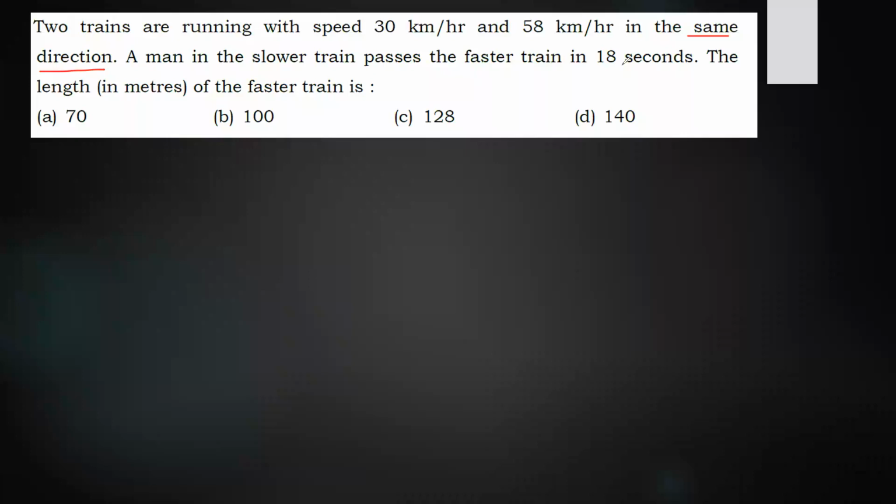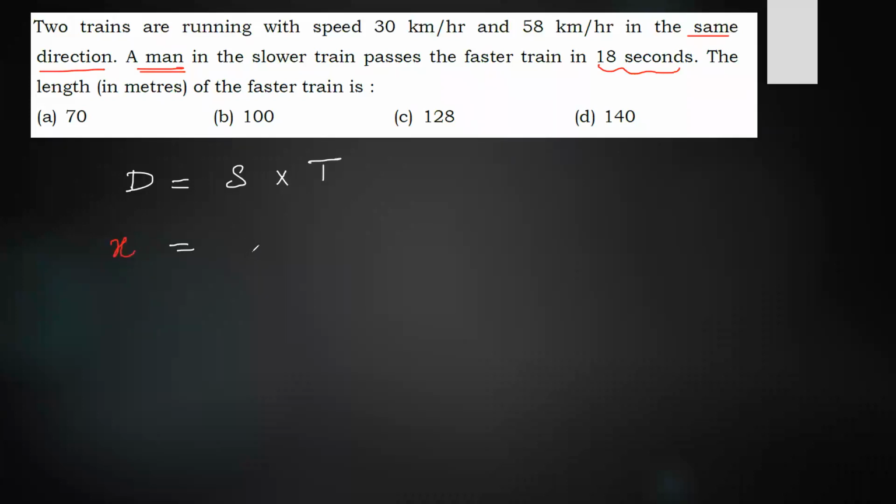So two trains are running with a speed of 30 km per hour and 50 km per hour in the same direction, right? Same direction. So you mention the direction as same. A man in the slow train passes the faster train in 18 seconds. Given that a man who sits in a slow train crosses a faster train, it means the faster train crosses the man in 18 seconds. That is the meaning there. So we need to find the length of the faster train.